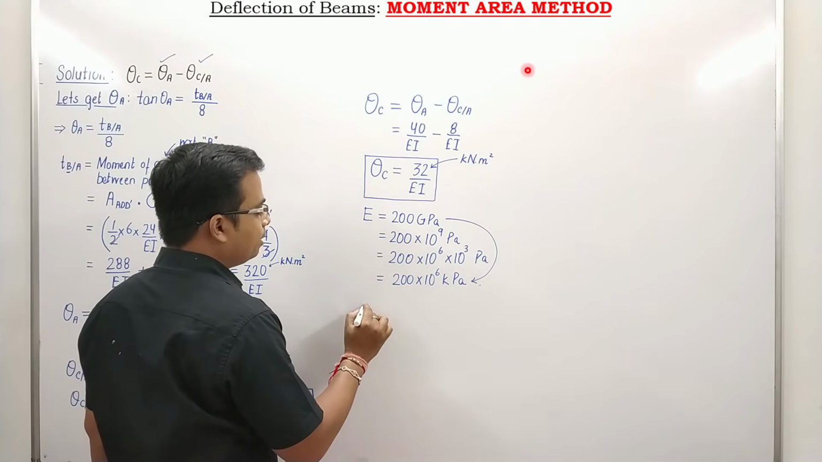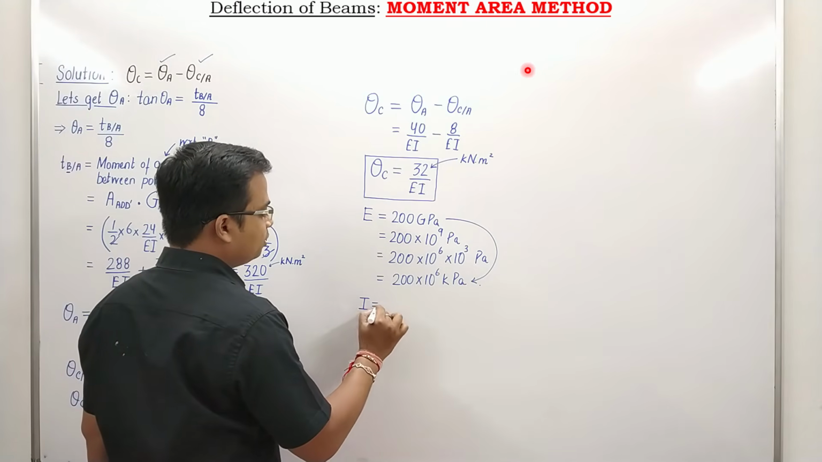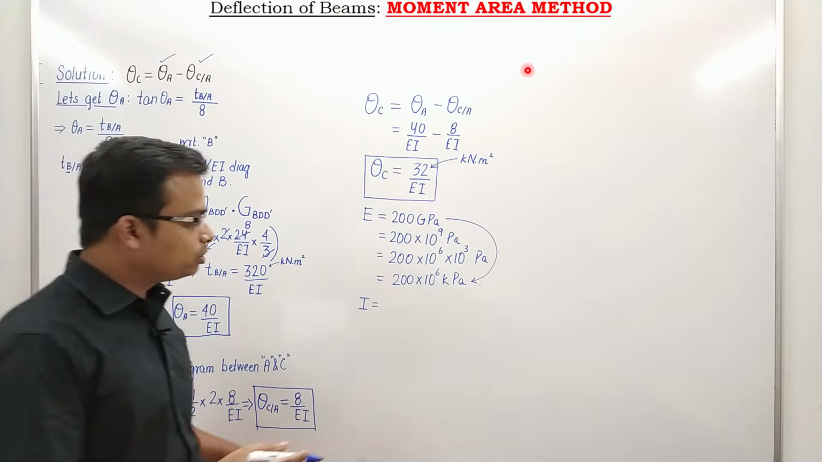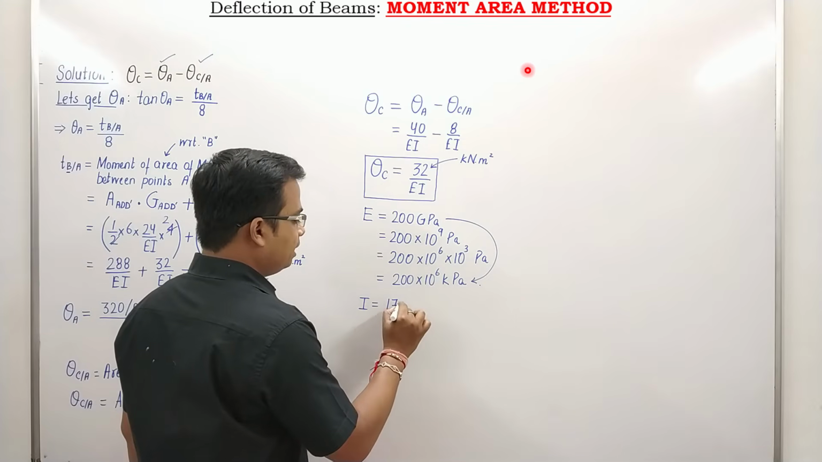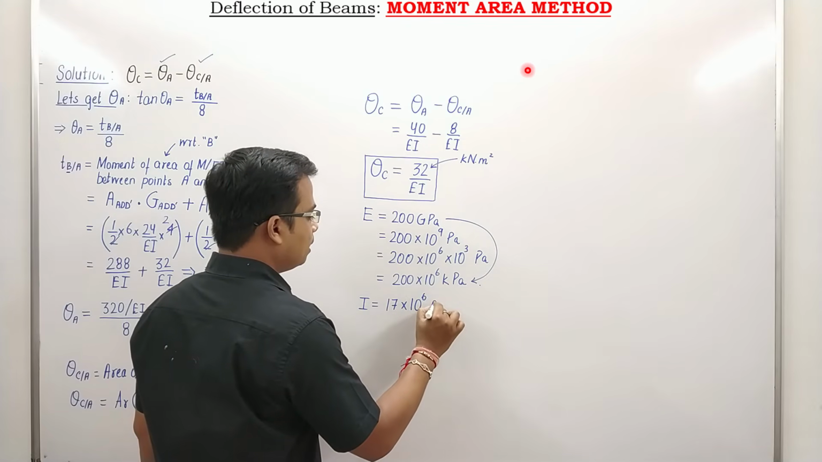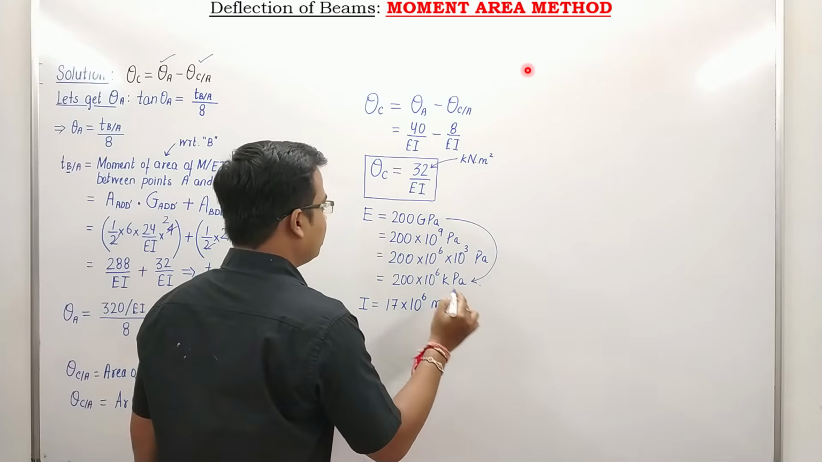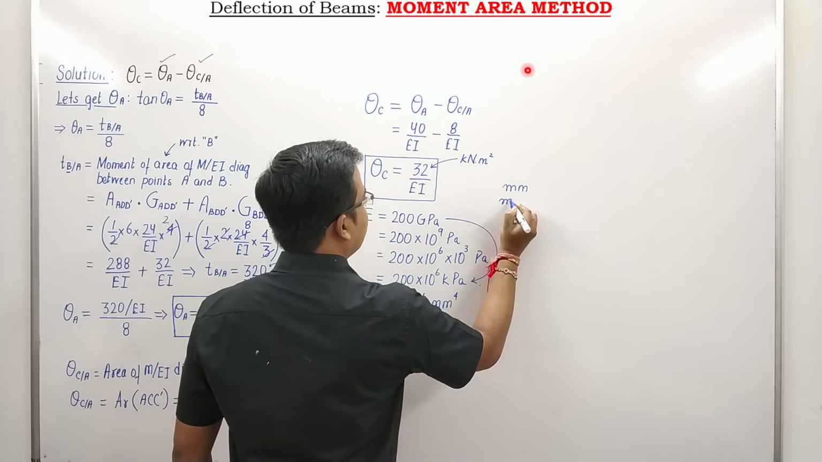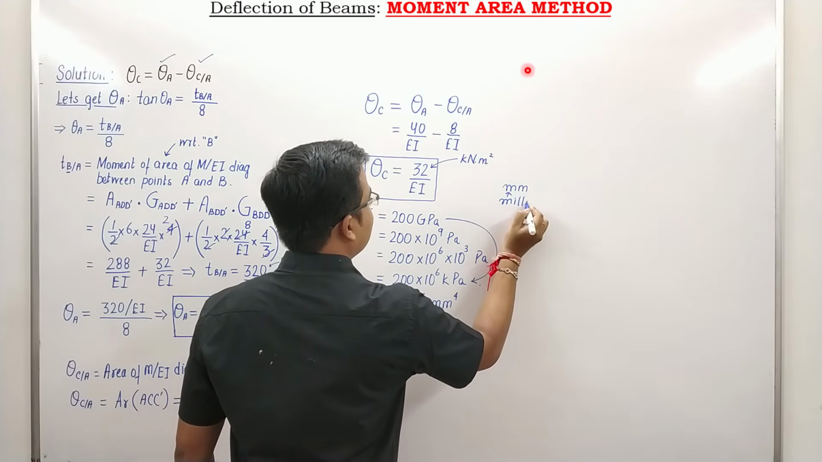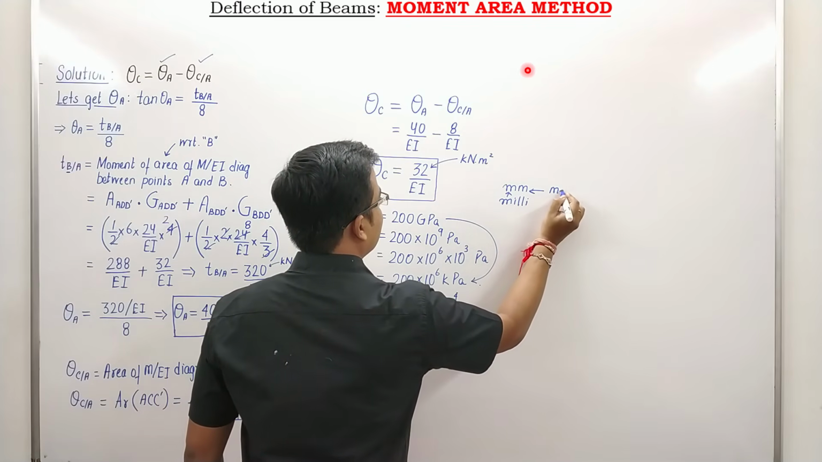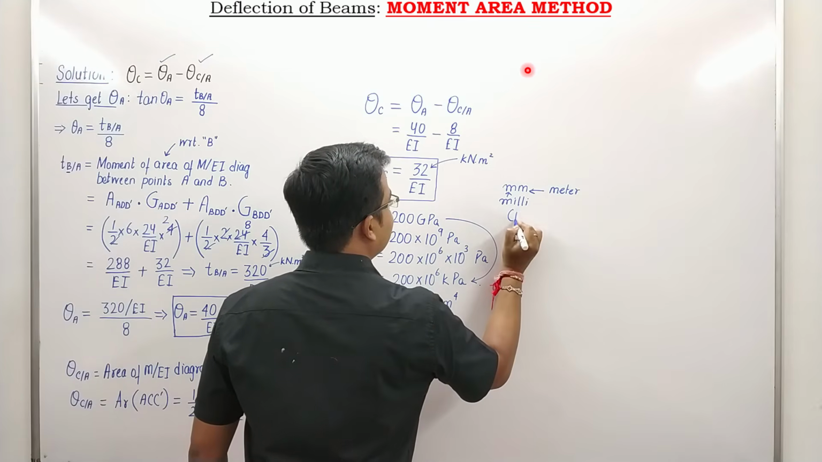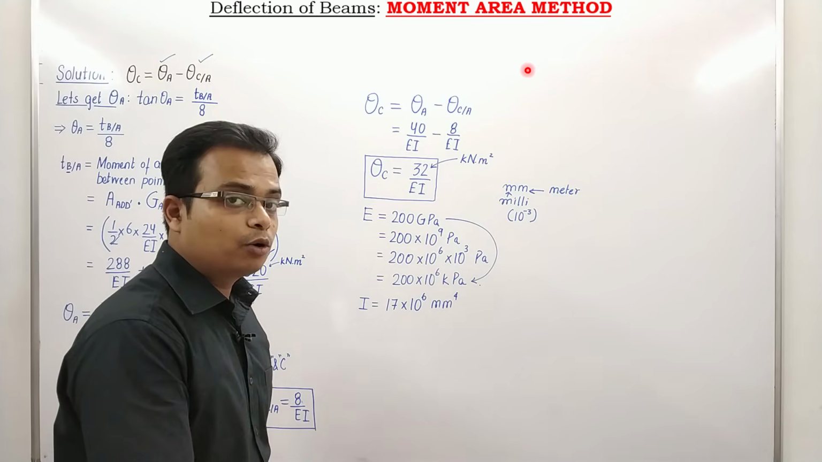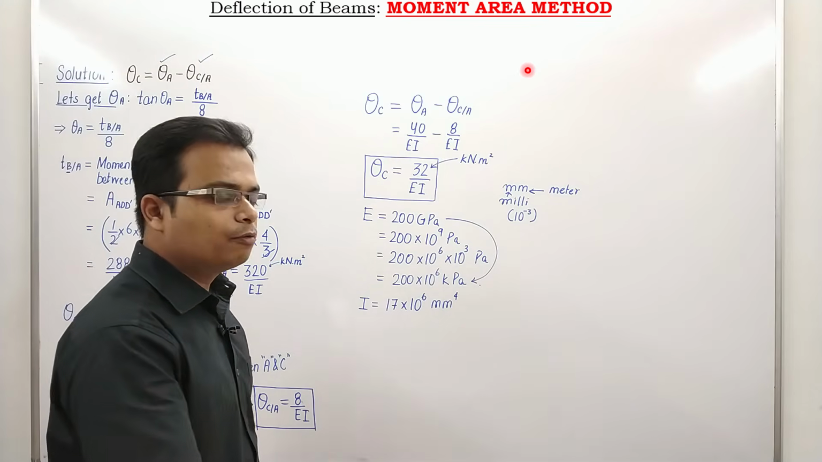Secondly, we can convert the value of I also. Moment of inertia, area moment of inertia, by the way. This has been given as 17 into 10 raised to 6 mm power 4. Guys, you should know this: the m over here represents milli, and the other m represents meter. Milli is 10 raised to minus 3. Micro is 10 raised to minus 6. Nano is 10 raised to minus 9. Then you have pico, femto.